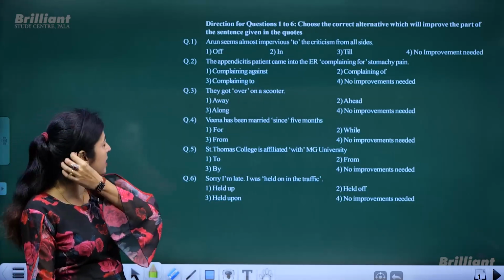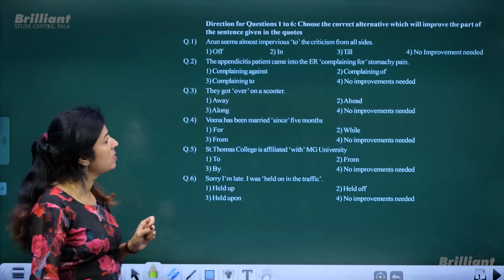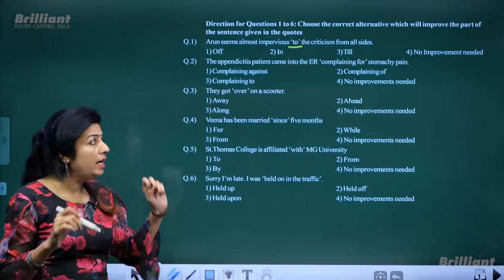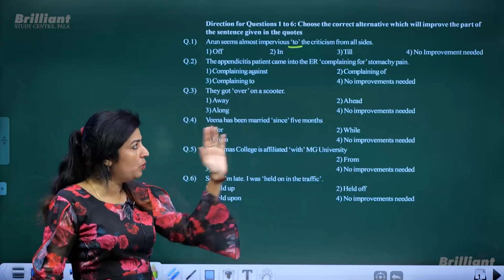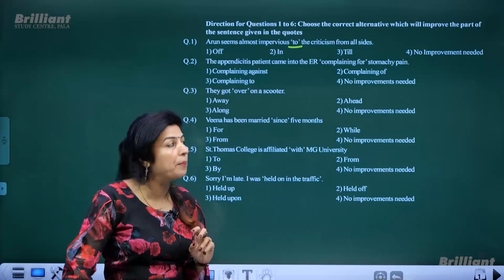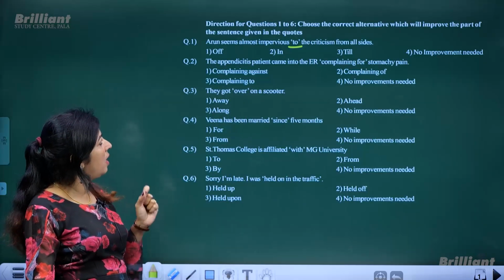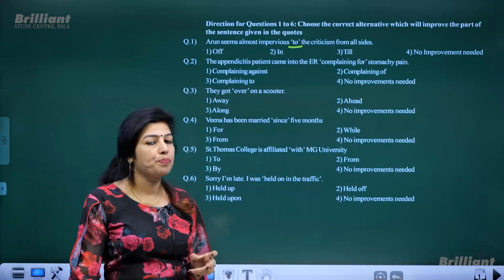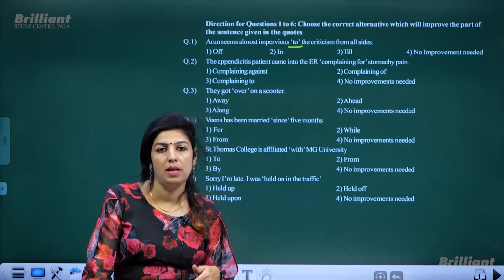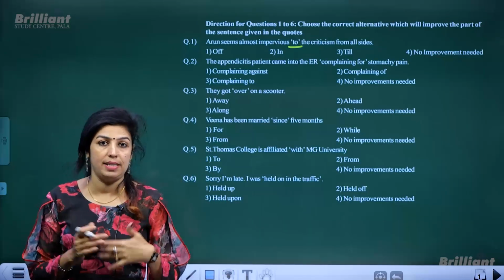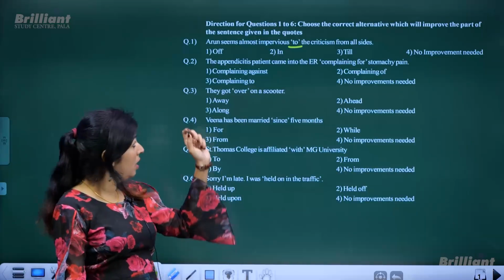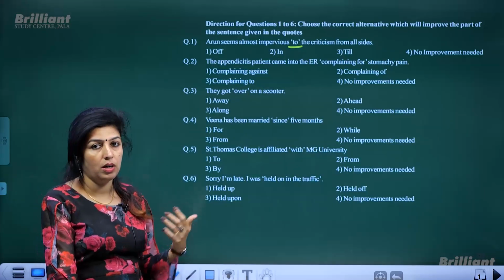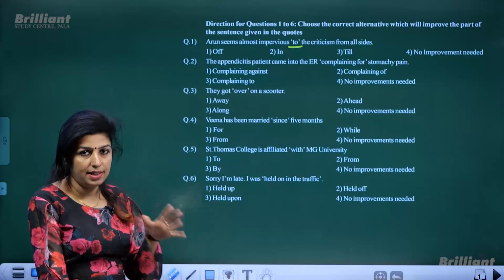Now the first one is: Arun seems almost impervious 'to'. That 'to' is given in single inverted commas, so if it is to be substituted with one of the options, that 'to' must be substituted. Let me repeat that sentence: Arun seems almost impervious to the criticism from all sides. So what do you mean by impervious? It means least bothered or not affected by, or unaffected. So even after he got criticism from all sides, he was not bothered, he was not affected, he was unaffected. That is the meaning of the sentence.